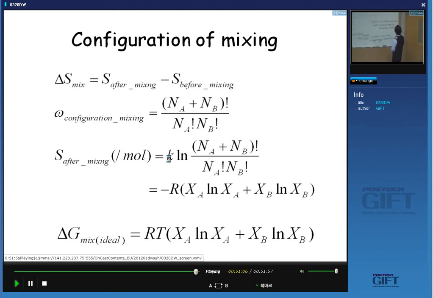Oh, something is wrong. All right, this and this are canceled out, because when we add Xa and Xb, it is equal to 1, because they are mole fractions. So finally, we have k Na ln... Something is wrong. Okay, I will draw this in the next class.